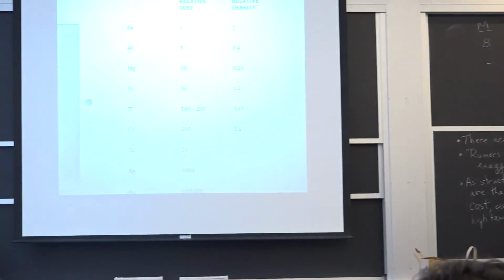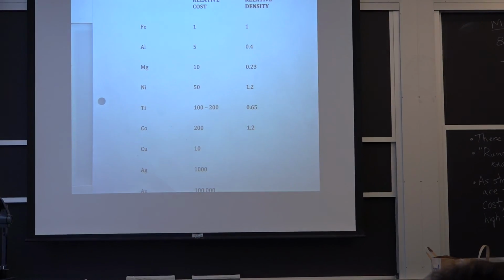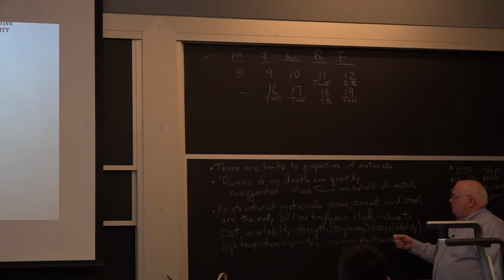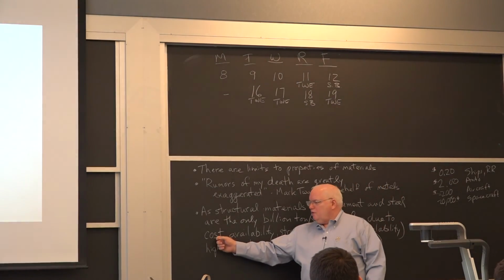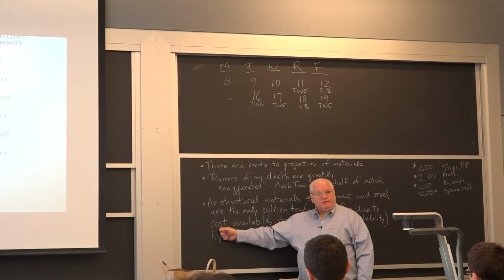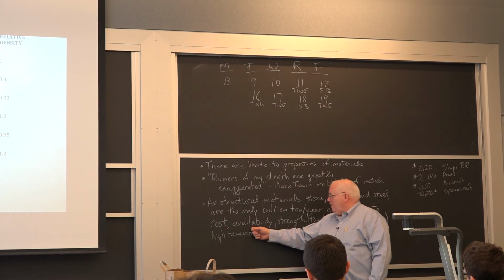And aluminum is a very important material. It's more expensive than steel, but it has a tremendous advantage over steel in several ways. If we go back to the billion ton per year club, due to cost, I've already shown these guys are the lowest cost materials. That's why they're the billion ton per year club.